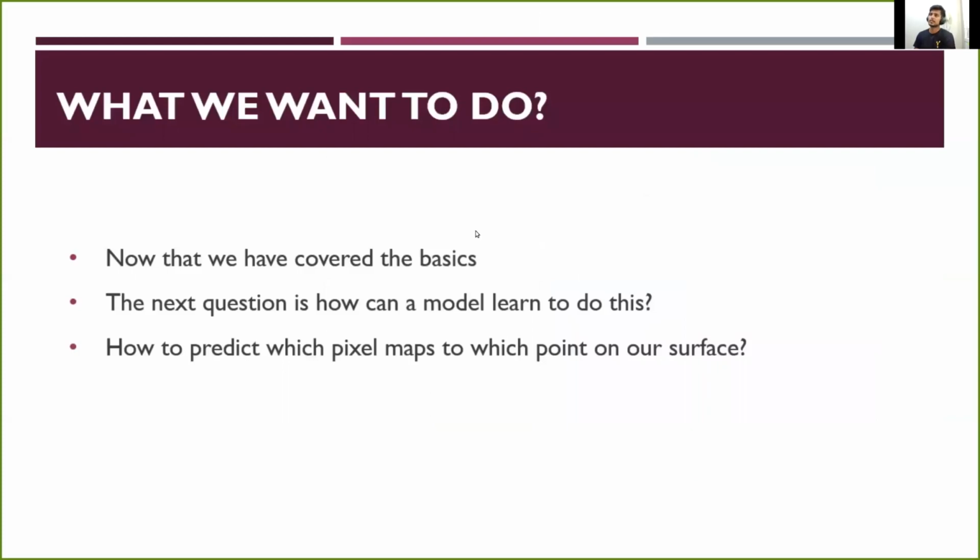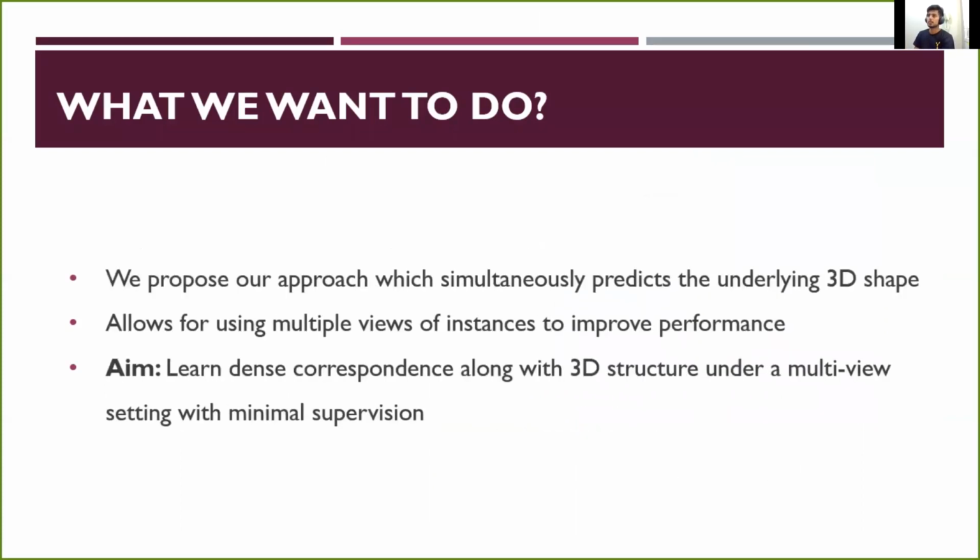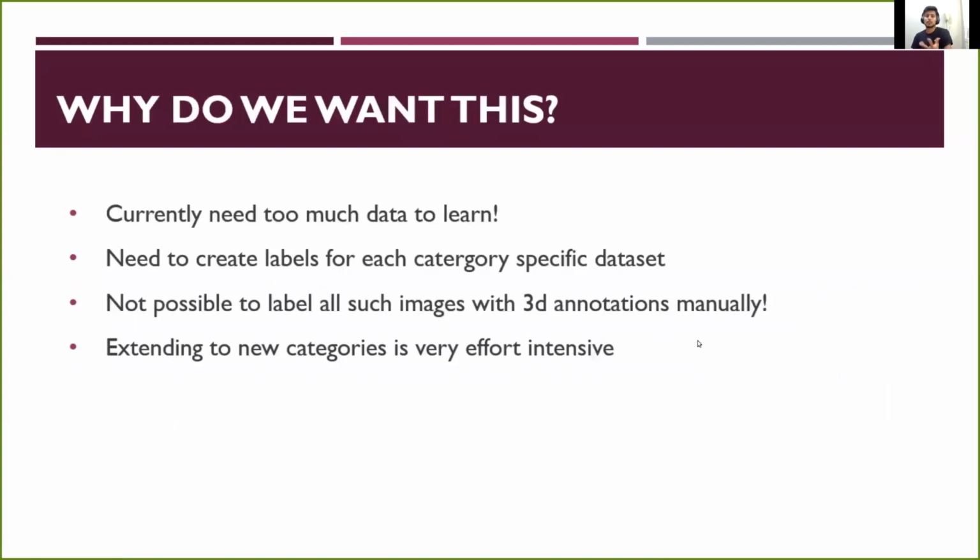Now that we know the basics, the next natural question is to ask how to teach a model to do this. How does the model learn how to do this? Most early approaches rely on dense supervision, where they label such information and serve that as a supervision for the network. However, there has been recent work by Kulkarni et al., which allows you to ignore this need for heavy supervision. However, it is still limited by fixed ratios. We propose our approach, which simultaneously learns to predict both the underlying shape and surface mapping, and also uses multiple views to improve performance.